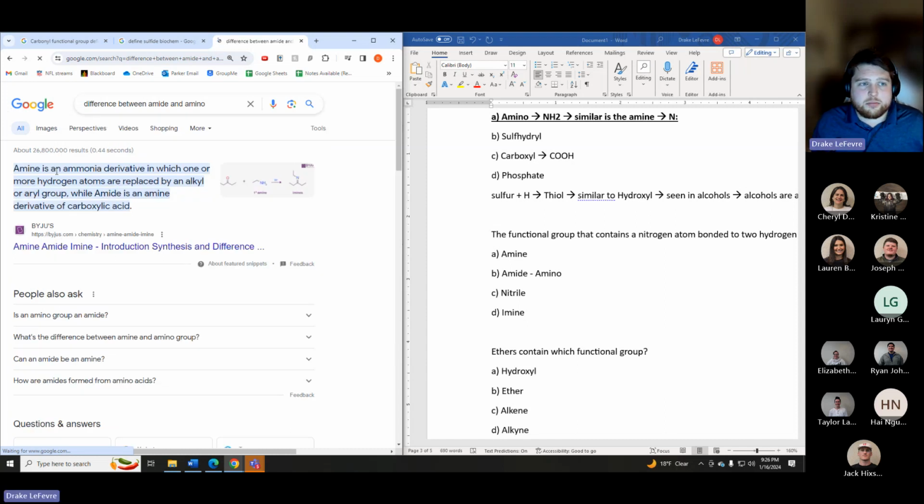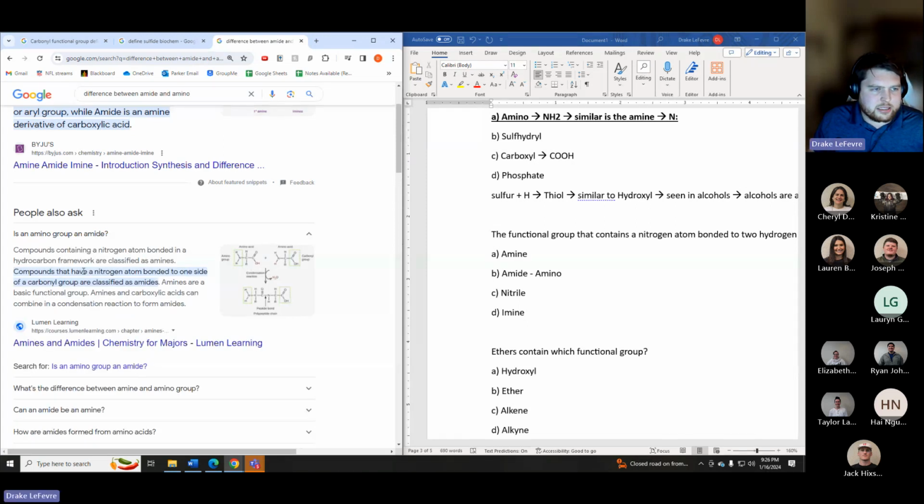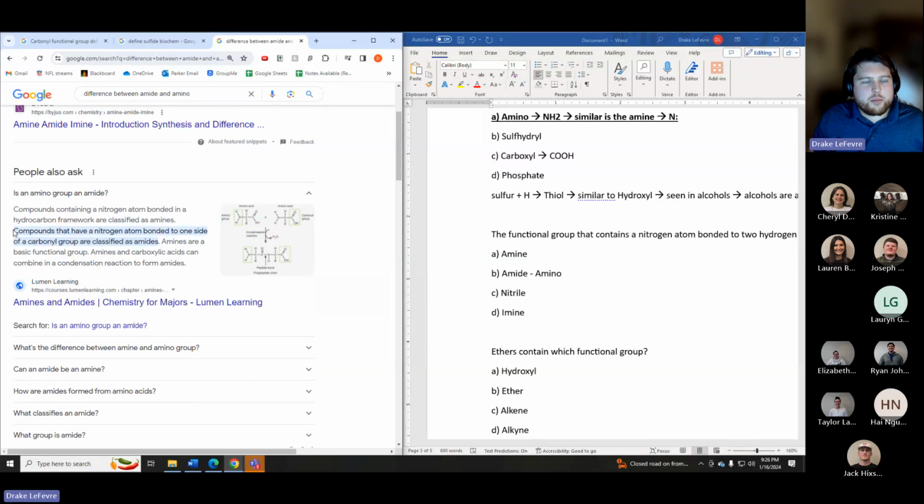So amine is an ammonia derivative in which one or more hydrogen atoms are replaced by an alkyl group. Well, amide is an amine derivative of carboxylic acid. I don't love that definition. It's a little bit confusing still. Here we go. So compounds that have a nitrogen atom bonded to one side of a carbonyl group are classified as amides.